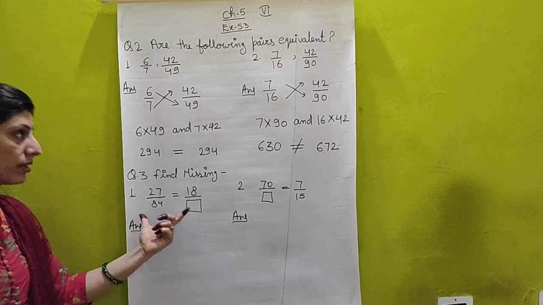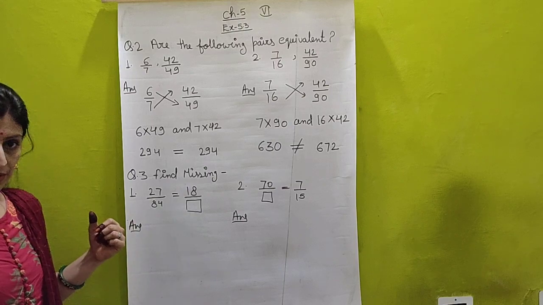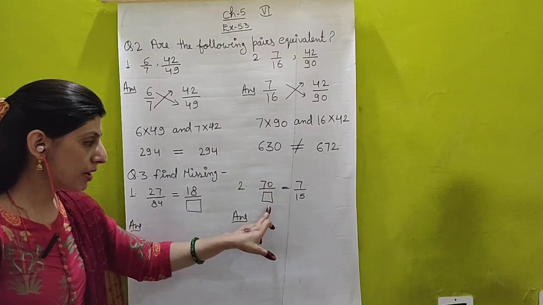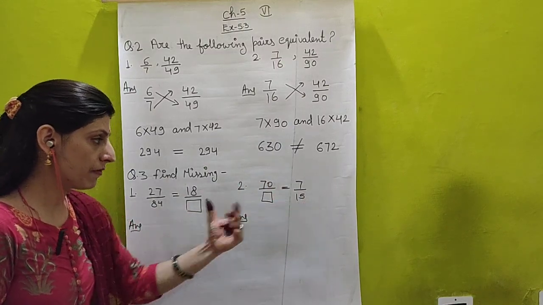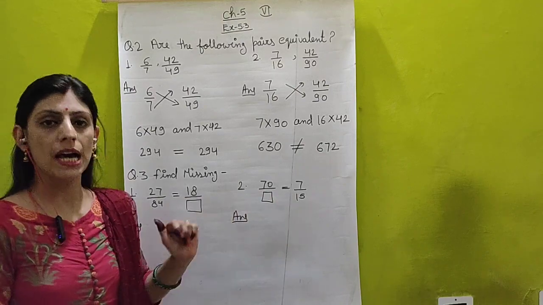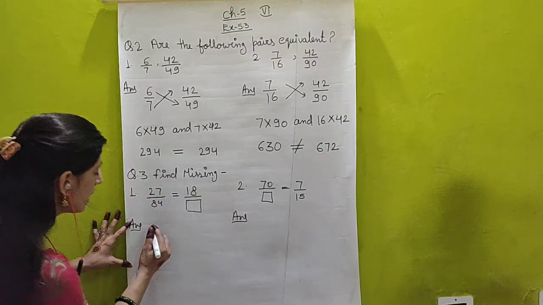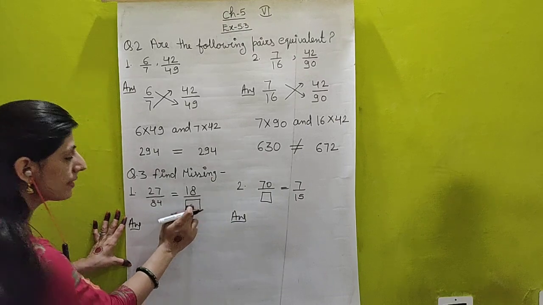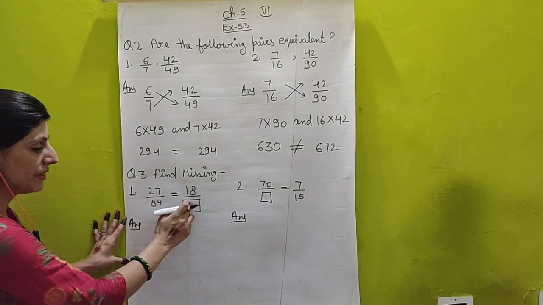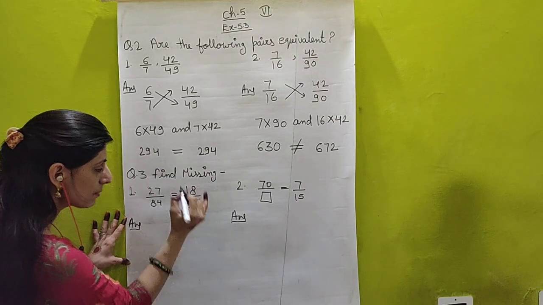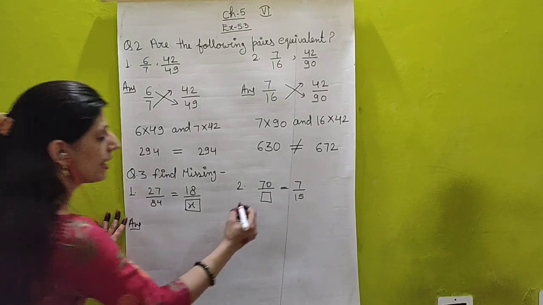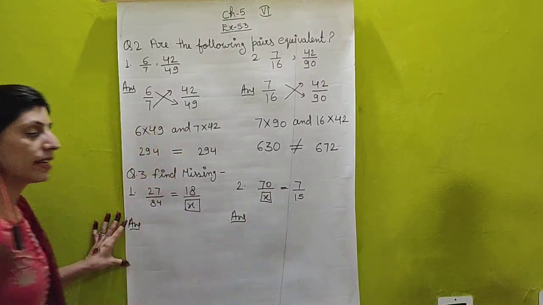It means both fractions are equivalent. Here also 70 upon dash is equal to 7 upon 15, and the equal sign means both are equivalent. Now students, we are to find this one. At the place of this blank I can write x, and here also I can write x for my convenience.